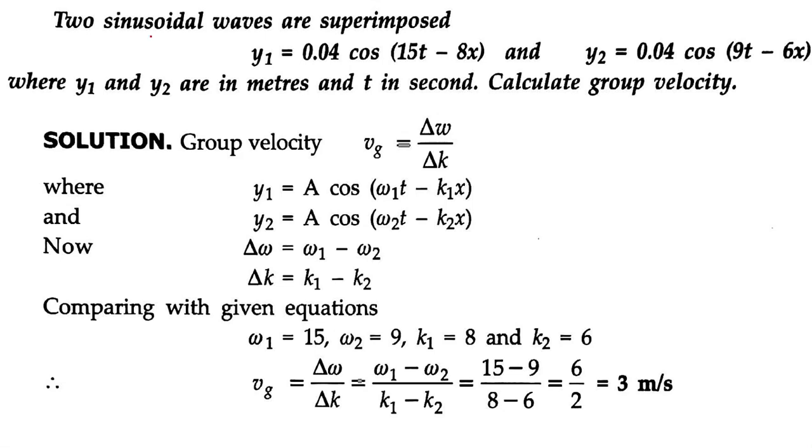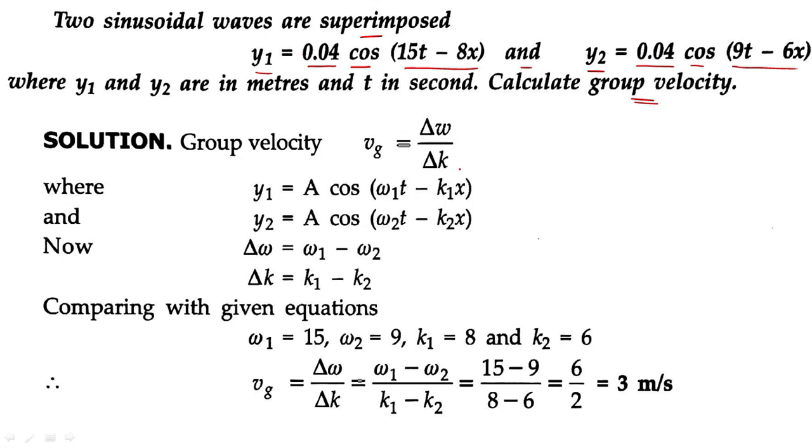Two sinusoidal waves are superimposed: y1 equals 0.04 cos(15t minus 8x) and y2 equals 0.04 cos(90t minus 6x). Here y1 and y2 are the displacements in meters, and t is in seconds. Calculate the group velocity. What is the formula for group velocity?